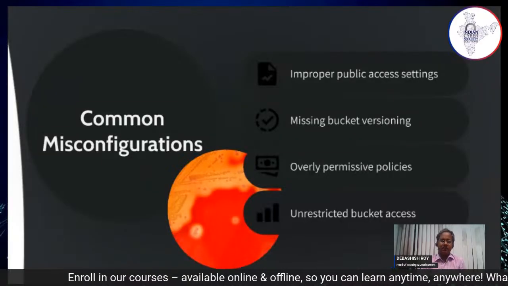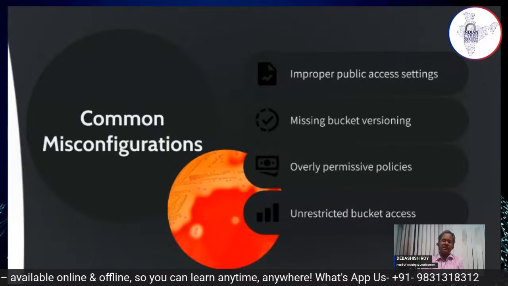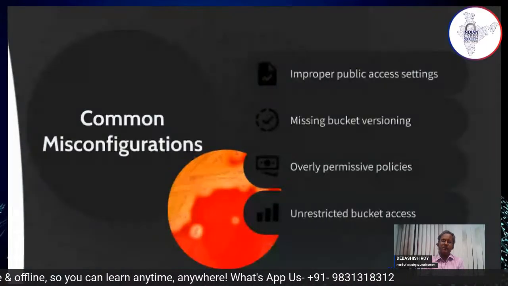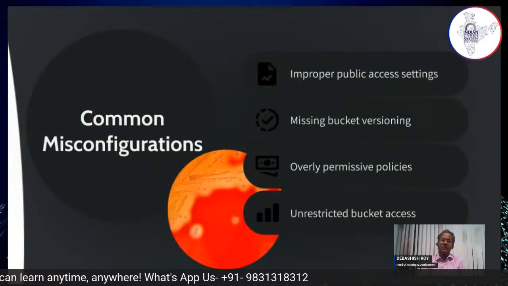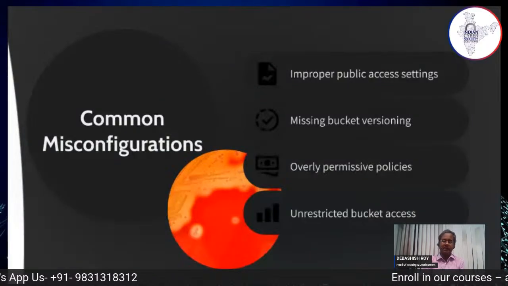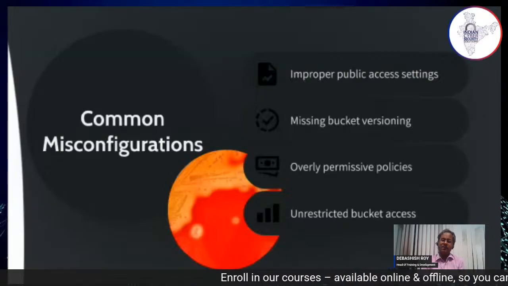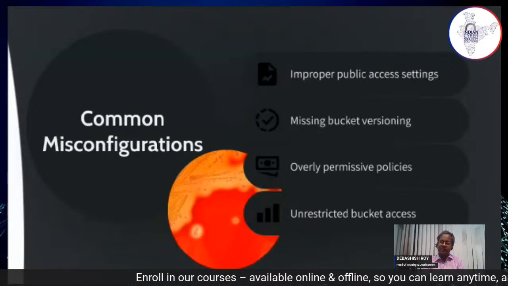Missing bucket versioning. Yes, bucket versioning is by default not enabled, but there is a provision to enable it. Versioning matters when you are saving or updating the same file again and again and storing it in the bucket. So you must enable versioning. Otherwise, you will lose the way the file was saved. You lose the data. You lose the history.